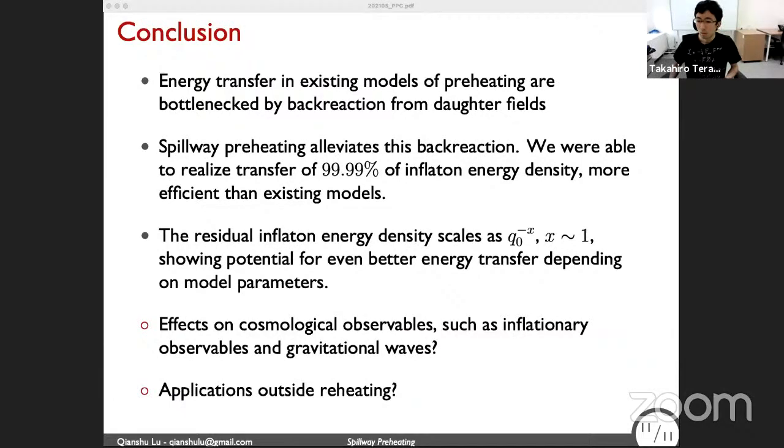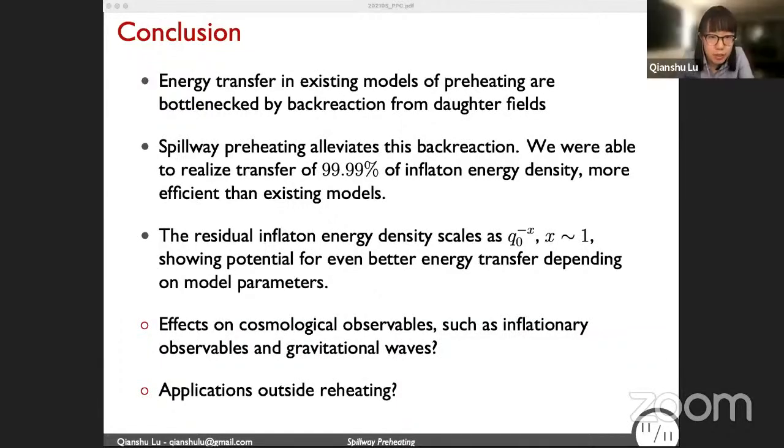So let me begin with questions. What is the difference between the instant preheating scenario? Yes, that is a great question.